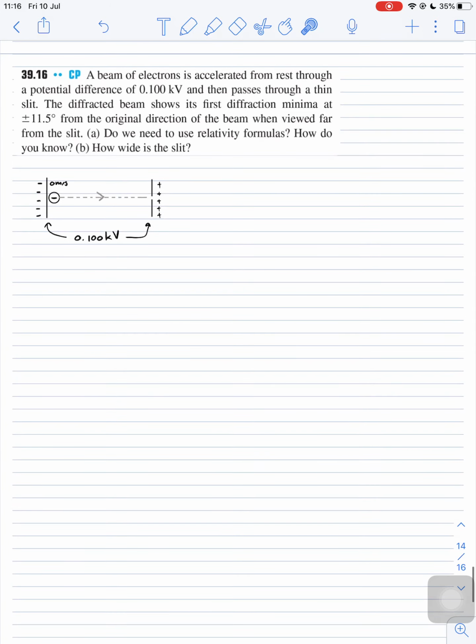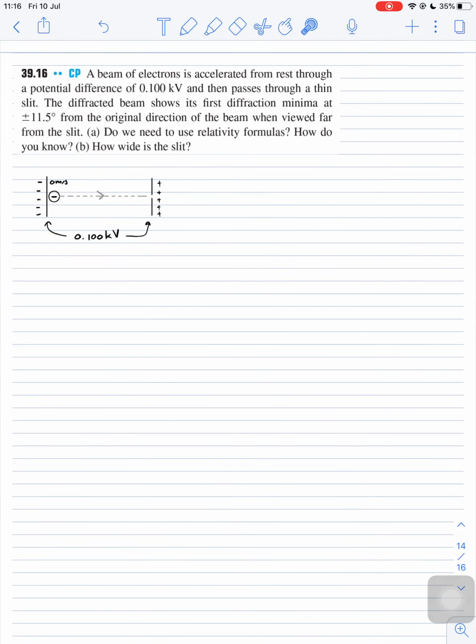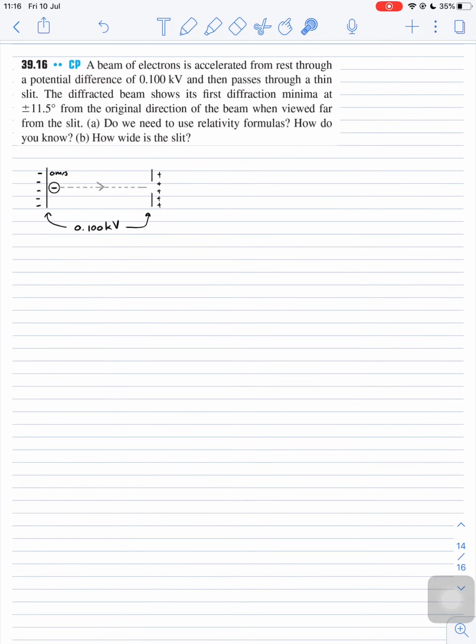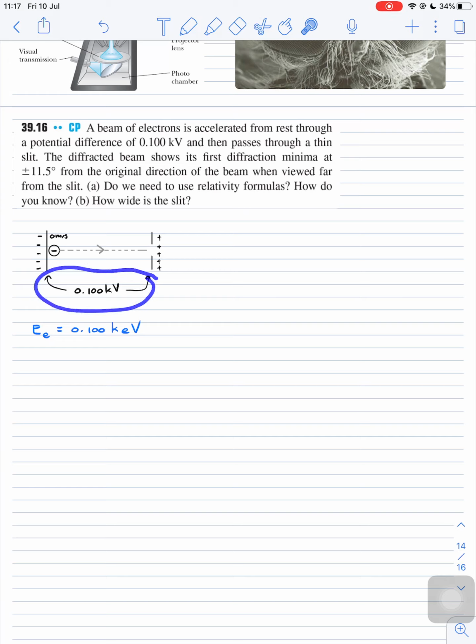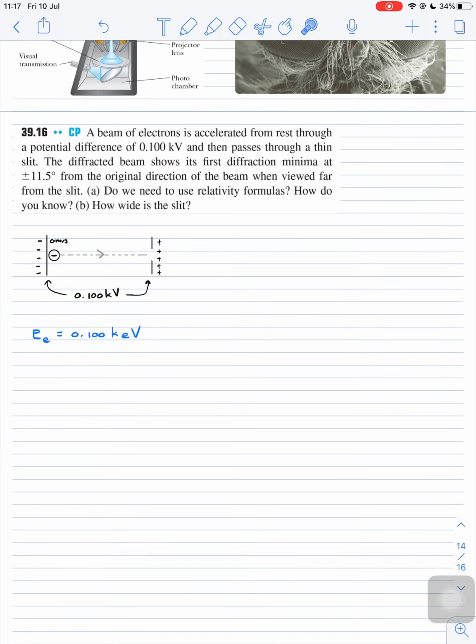Now with this part we can get that the energy of the electron, after passing this hole, is going to be equal to 0.100 kilo electron volts. Equal to this value, 0.100 kilo electron volt, because this electrical energy, we give all to the electron. So the energy of the electron is equal to this one. Then passing through the thin slit, let's assume that we have the thin slit here.